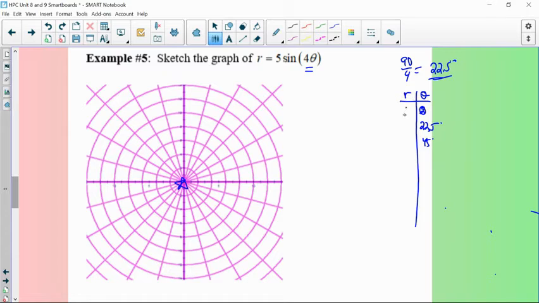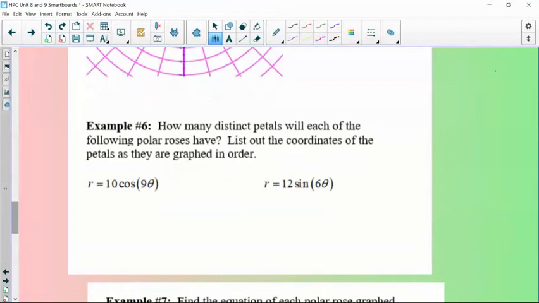Sine starts at the origin, so that's 0. At 22.5 degrees, we're at the maximum, which is 5. Another 22.5 degrees would be at 0. So, you could continue to do that, and I think maybe I'll just leave that as an exercise and look at the next example together with you just to solidify this.